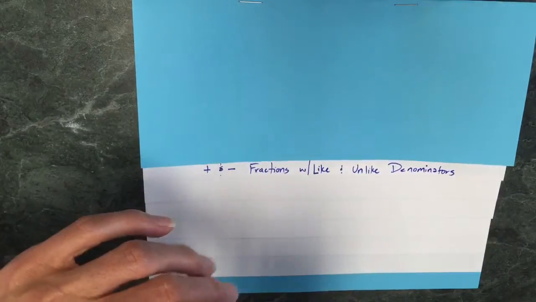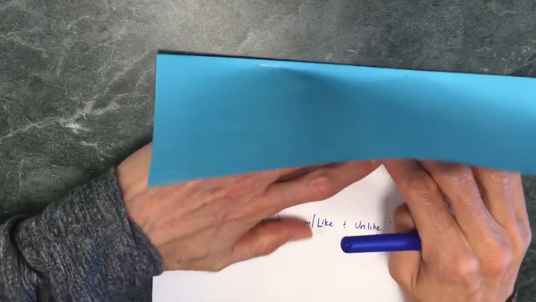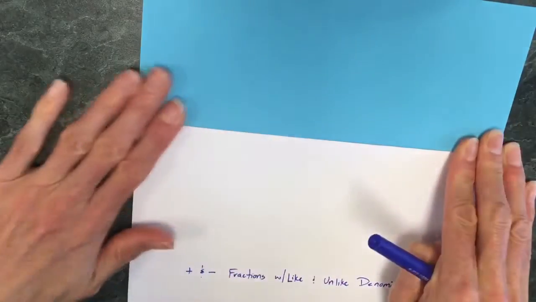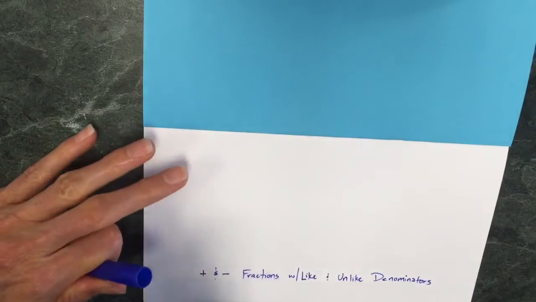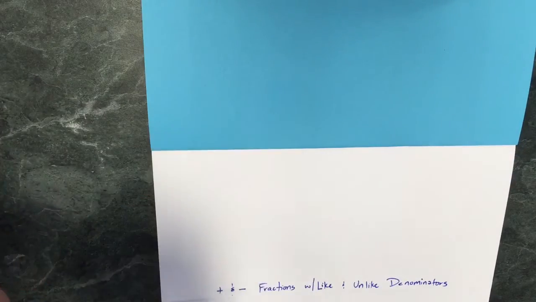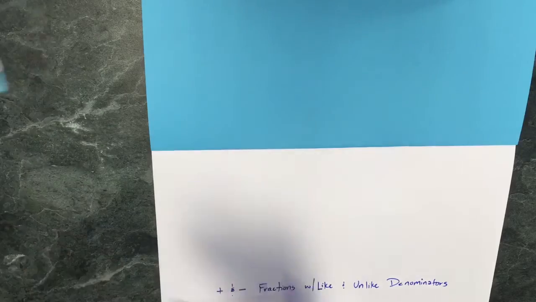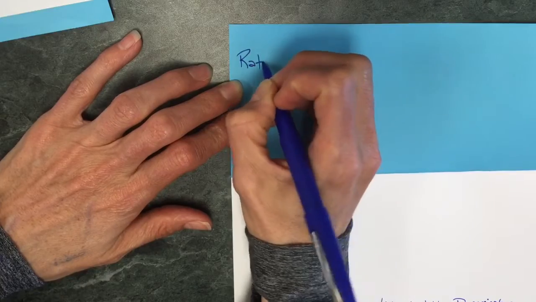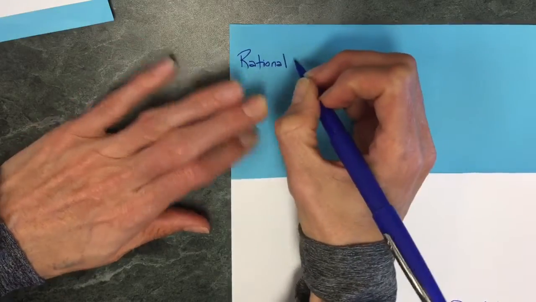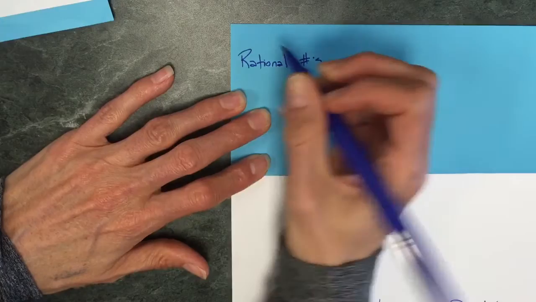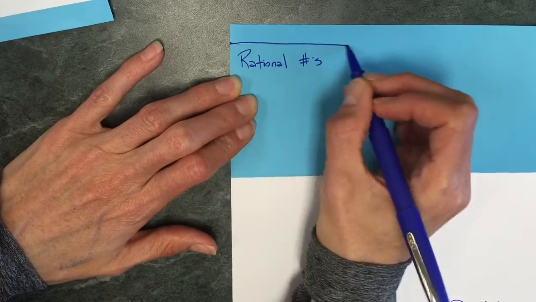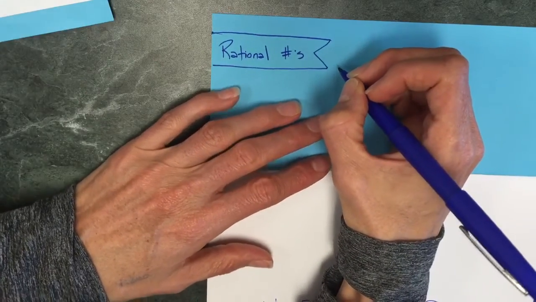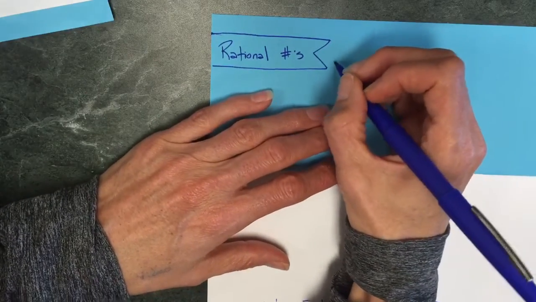Okay, so we're going to fold the turquoise page back, and up top here we're going to write a definition for rational numbers. Fractions are rational numbers, so that's why we're going to talk about them right now. So right here, rational numbers. And a rational number is any number that can be made by dividing two integers.